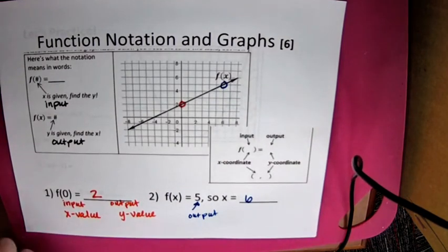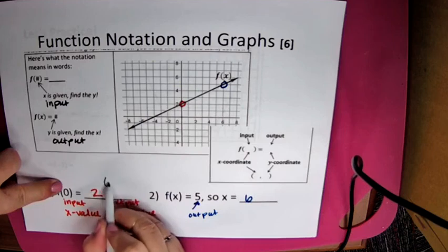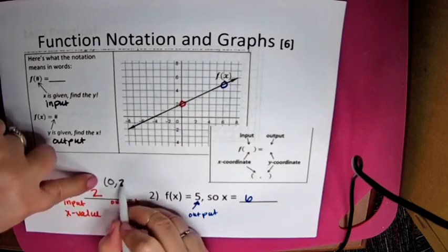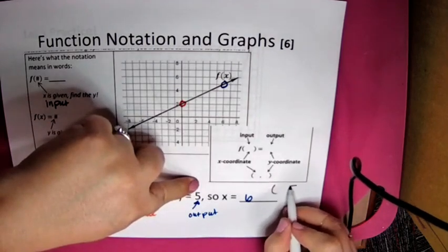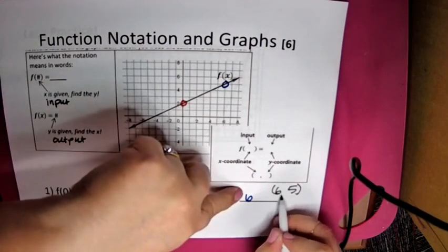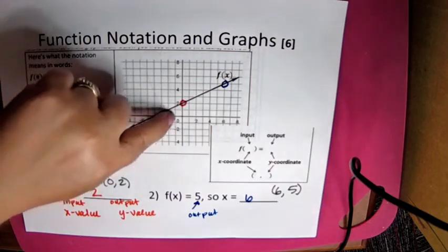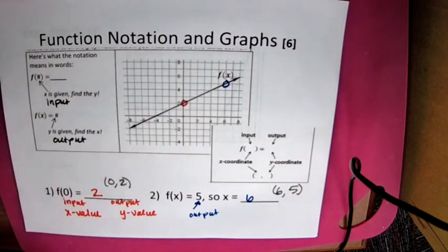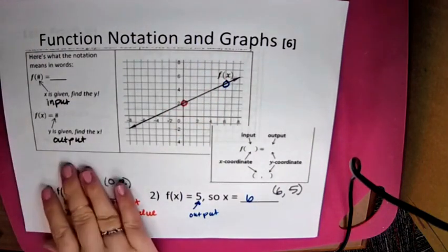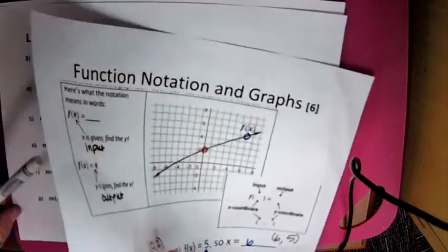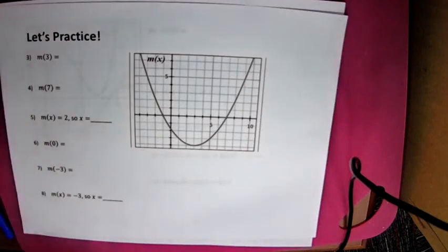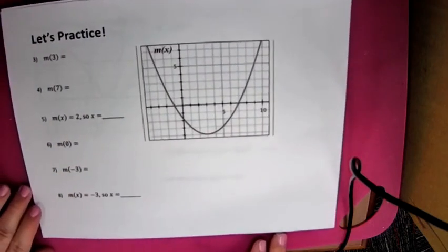Okay, so what we're seeing is this, that if x is 0, y is 2. When y was 5, x is 6 on that graph. So over 6 up 5. See how that kind of matches? And that kind of gives us what we're going to be working with today. So what we're going to do is do a little bit of practicing. That was our introduction. Here's our practicing.